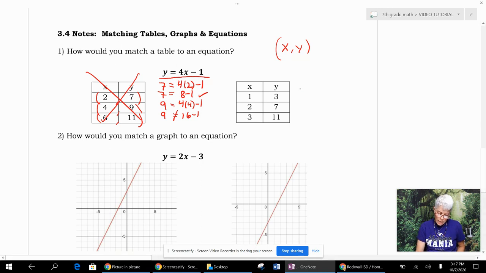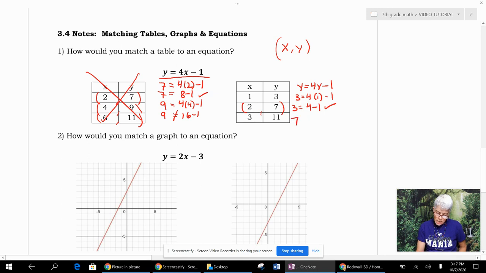Again, let's just go off the original equation. If the y is a 3 and the x is a 1, does this equation match? Well, is 3 equal to 4 minus 1? Yes, it is. 4 minus 1 is 3. So let's substitute one more time. So let's go to the 2 and the 7.